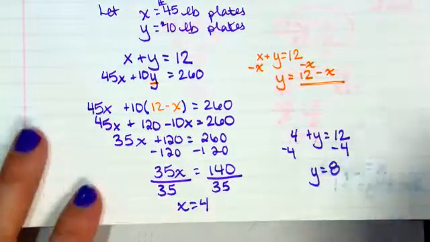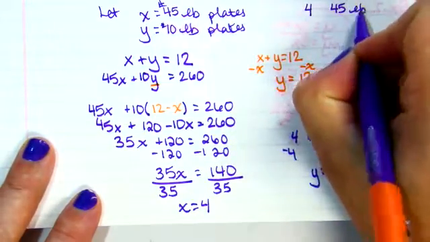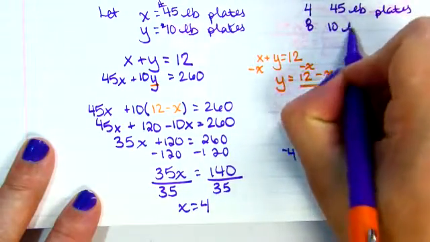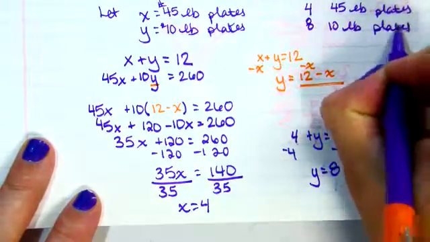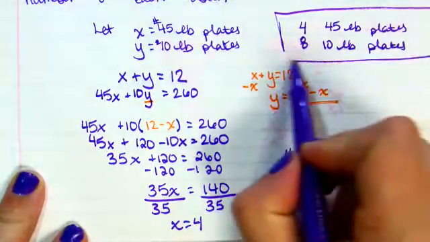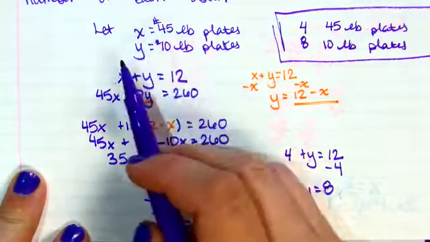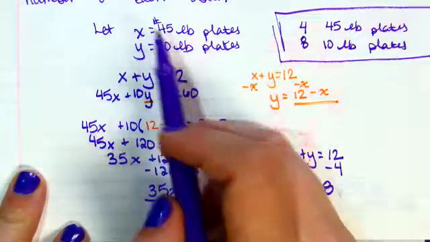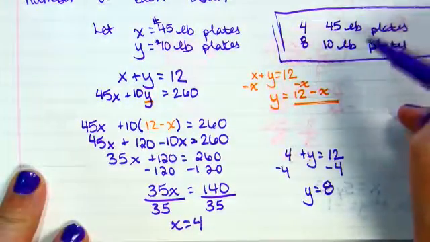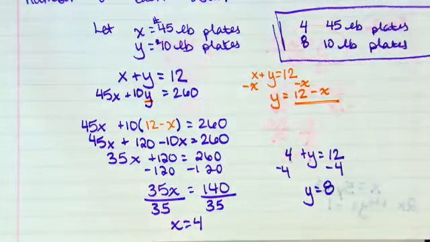So my answer, what I would write down is I would say 4 45-pound plates and 8 10-pound plates. So because this is a story problem with a context, my answer is going to be in context. Of course, I could have used y for 45-pound plates and x for 10-pound plates, so that's why I need to, at the very beginning, identify my variables, and then at the end, I answer it based on the question. I don't just say 4 and 8. So that's all there is to it.